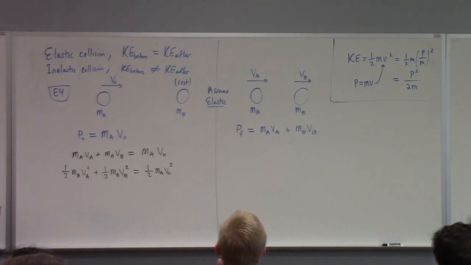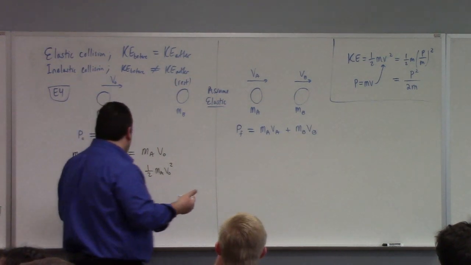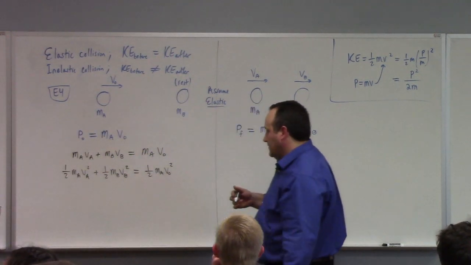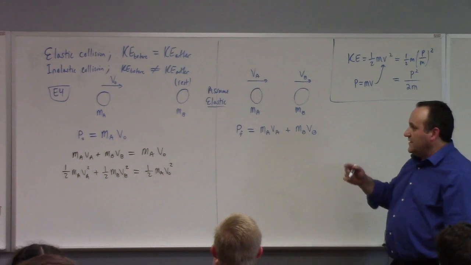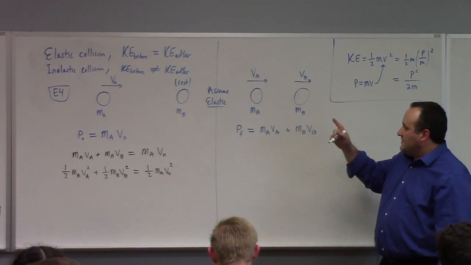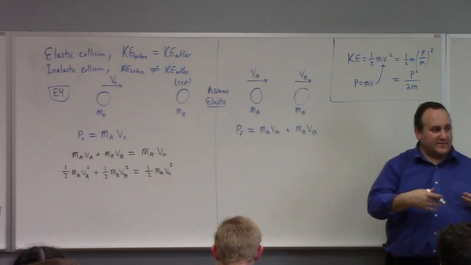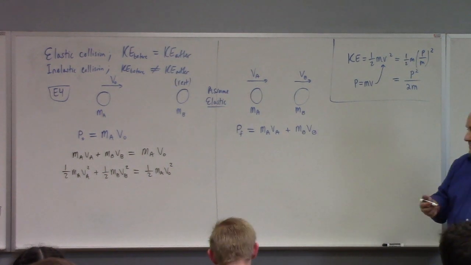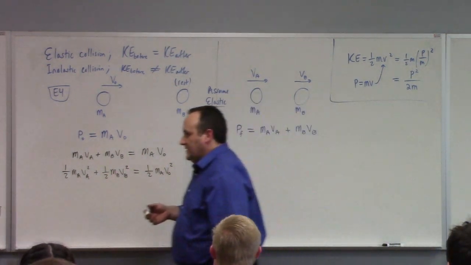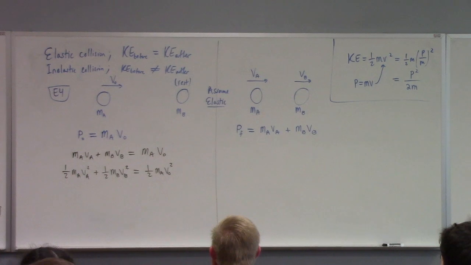So how do we solve these equations? Well, that's the question. We're given V naught. We'd like to find whatever we can say about VA and VB. So can we say anything? Well, we can get rid of the fractions at least. Multiply that by 2.